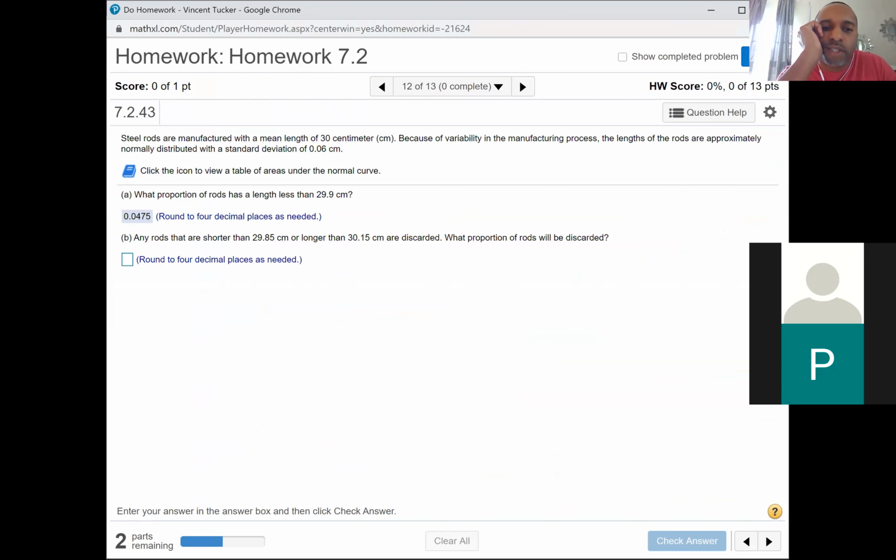All right, so let's go to the next one. Any rods that are shorter than 29.85 or longer than 30.15 are discarded. What proportion of rods will be discarded? So now we have to look up both of those as z-scores.